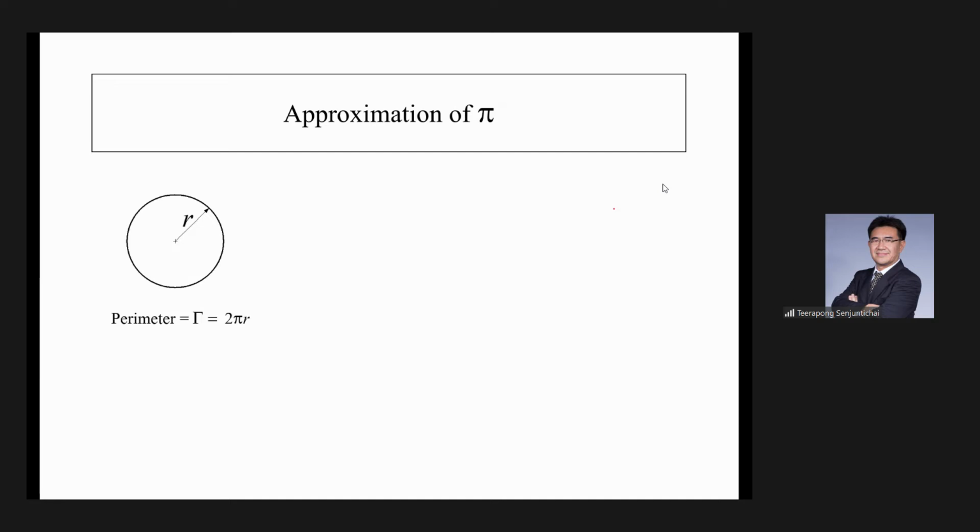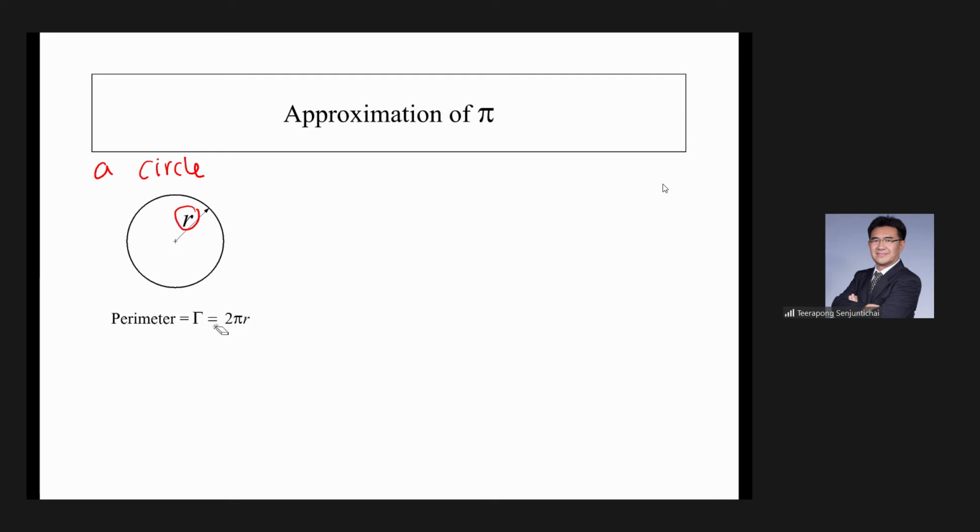Look at this one. You have a circle with a radius r. We all know the perimeter, I think we all know that, right? The perimeter would be equal to 2 pi r. This is what we have known since elementary school, when we studied geometry.